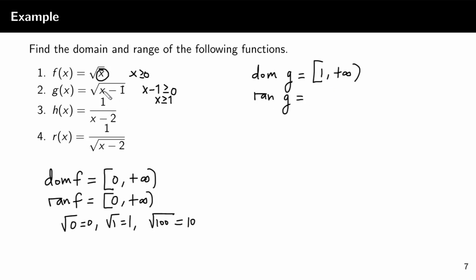Okay. So if x is 1, I have 1 minus 1, which is 0. So square root of 0 is 0. If x is 2, I have square root of 2 minus 1, which is 1. If x is 101, I have square root of 101 minus 1, which is square root of 100. So katulad siya ng square root of x, lalaki ng lalaki siya, pero ang pinakamaliit na value niya ay 0.